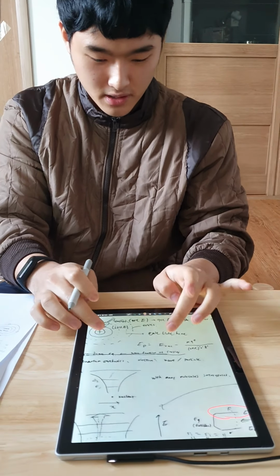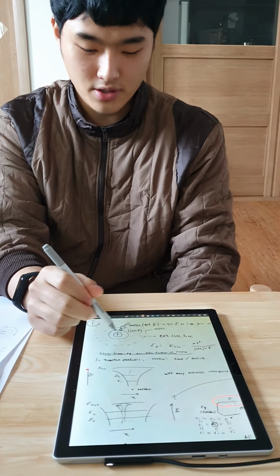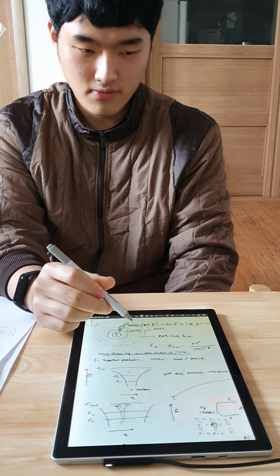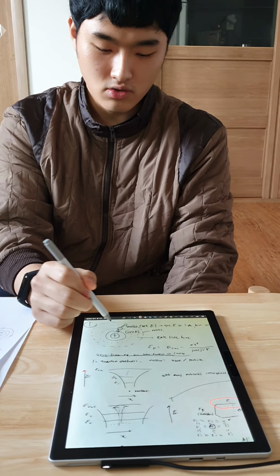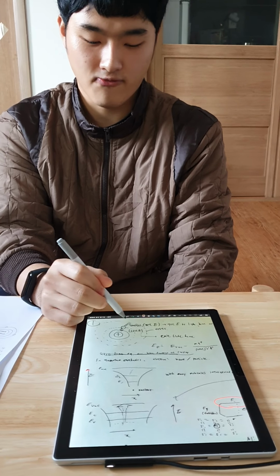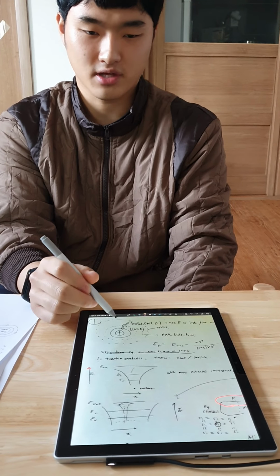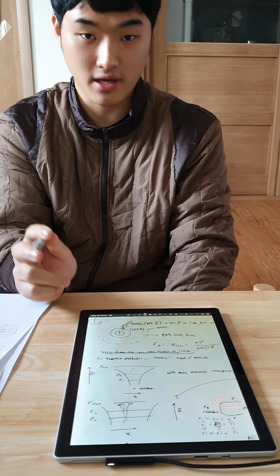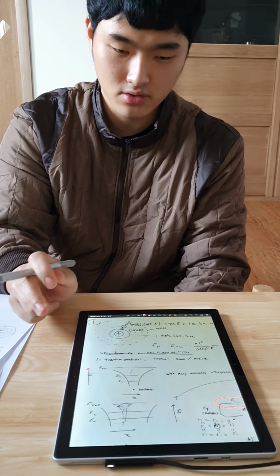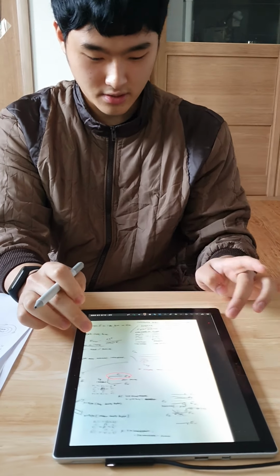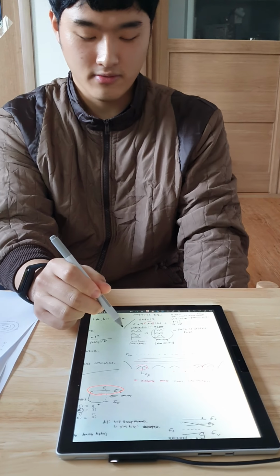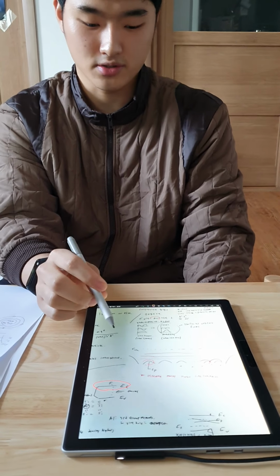Let's see the first graph. There is a molecule and orbits, and the electrons follow the orbits. When the electron gets energy, it will try to get farther from the nucleus, and if the electron loses energy, it will get closer to the nucleus. So we can see in this graph when the electron gains or loses energy.